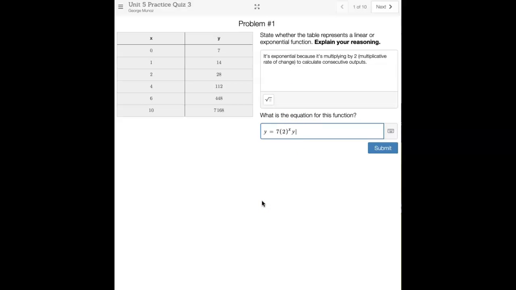So in y equals a times b to the x power in this format, again a is the initial value, which in a table you can find where the input is 0, find the output, that's your initial value, and then your constant multiplier is your rate of change, and that's b. So y equals a times b to the x. For this problem it's y equals 7 times 2 to the x power.